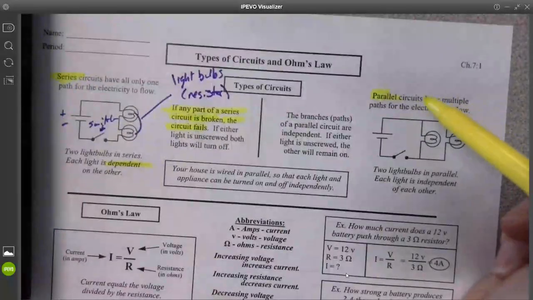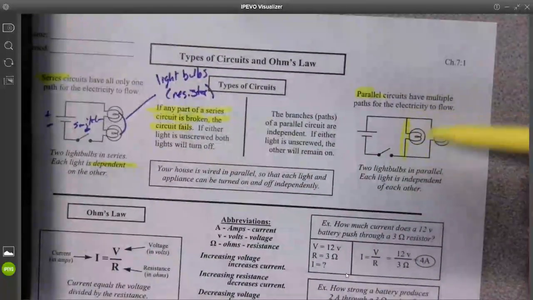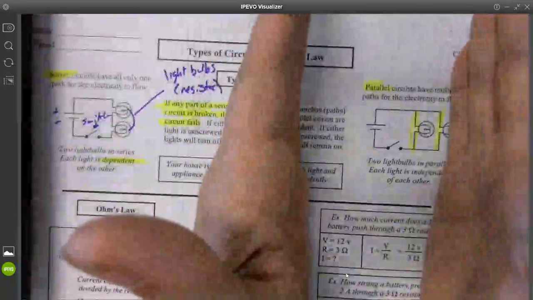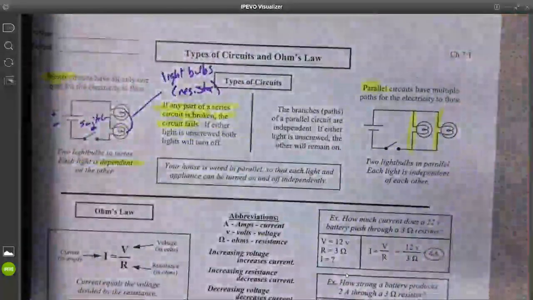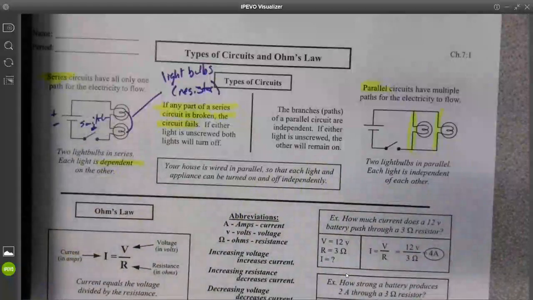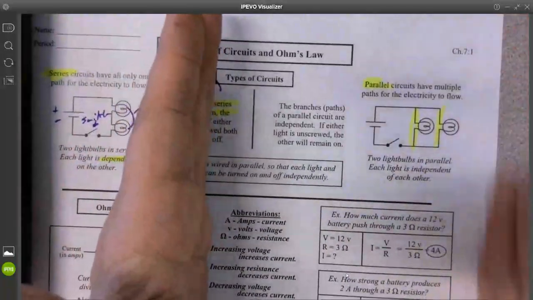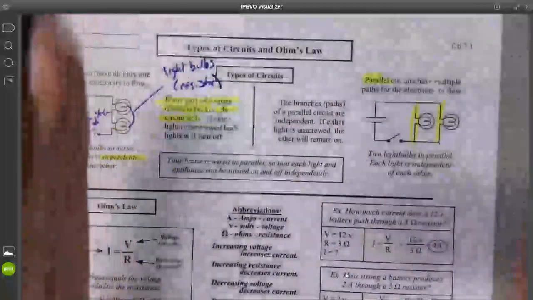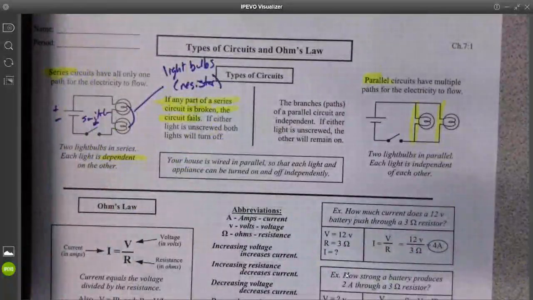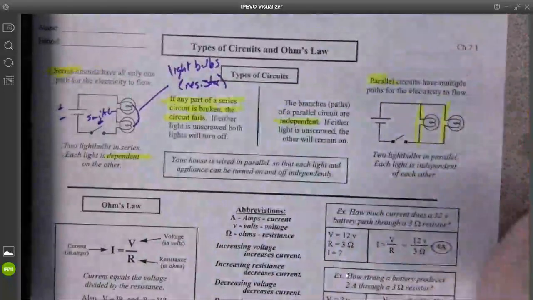Secondly, we're going to look at our parallel circuits. In parallel circuits, you have paths that are going right next to each other, like your math definition of parallel. They don't touch, they don't intersect, they just move in the same direction, going on opposite sides of each other. Now, parallel are independent of each other.